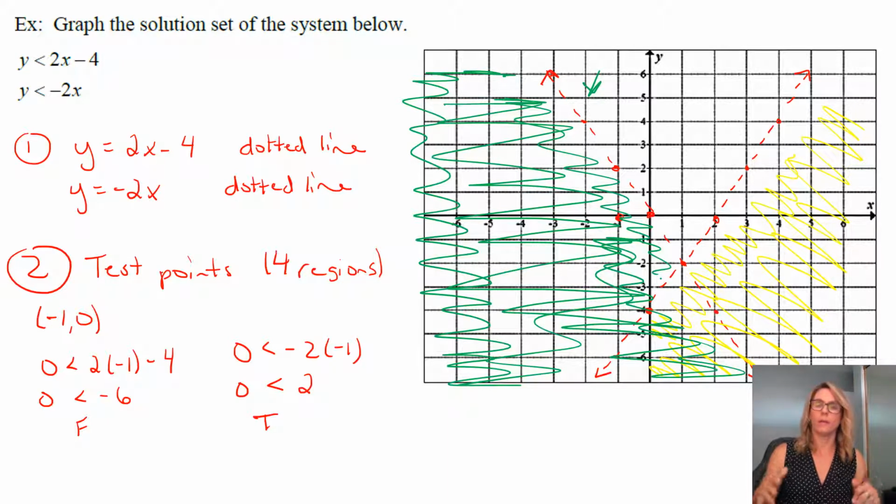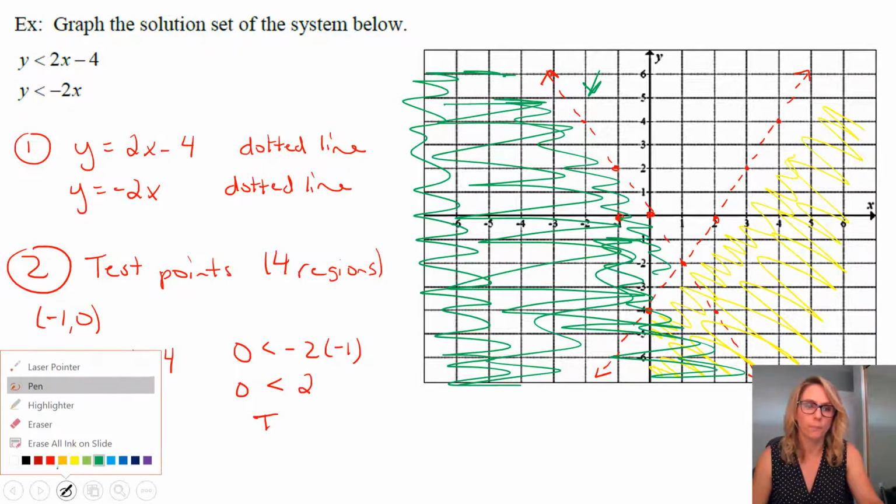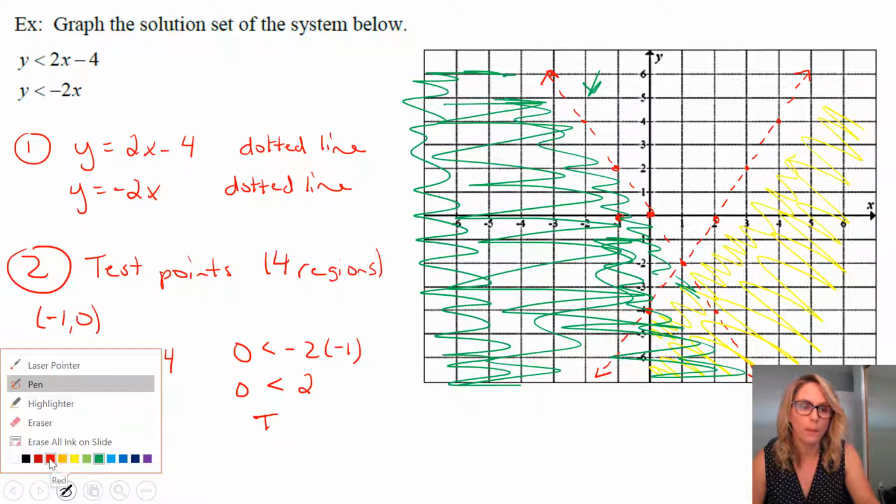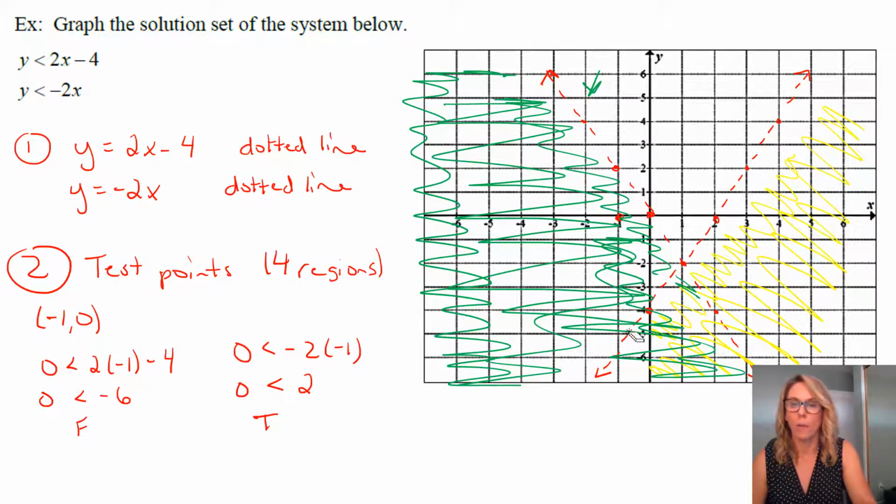Then the answer to this system, because we have 2 of these, is the overlap, because it's the area that makes both of them true. As you can probably see, that's happening down at the bottom, in this region right here. Okay, so I want this region down here, just that region.